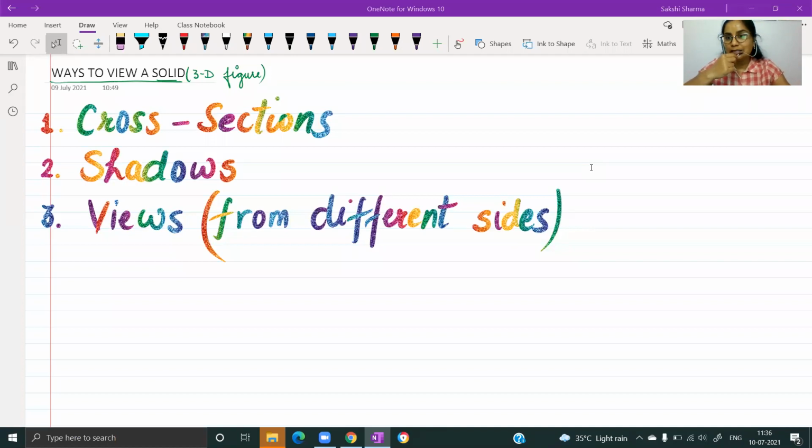Tell me if you have written this and then we can continue. Yes, the shadows, cross sections are two-dimensional, shadows are two-dimensional. The third part here, the views from different sides, it's all two-dimensional. The answers to all three will be two-dimensional.